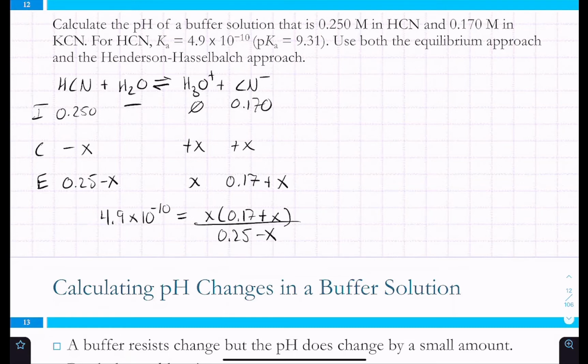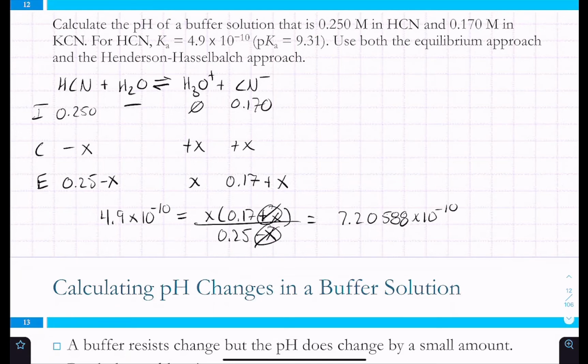Yeah. K is times 10 to the negative 10. So we can assume that these are going to be 0. So 4.9 e to the negative 10 times 0.25 divided by 0.17. Where can I write this? Here, we can write it here. So that's 7.2 times, use a little more than that, 7.20588 times 10 to the negative 10.